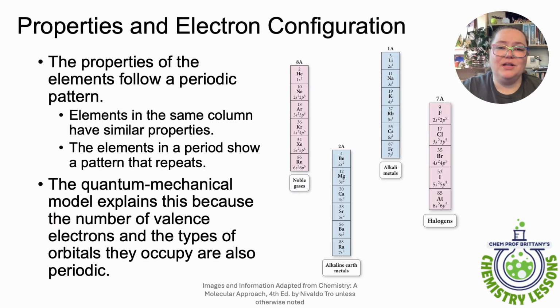Okay, so our properties are directly related to our electron configurations. And the properties of our elements follow a periodic pattern. We call that the periodic law. Elements in the same column have similar properties because of this pattern. And the reason for that is they all have the same number of valence electrons. So the quantum mechanical model explains this through the number of valence electrons and the types of orbitals they occupy. And that is a periodic function of the periodic table.